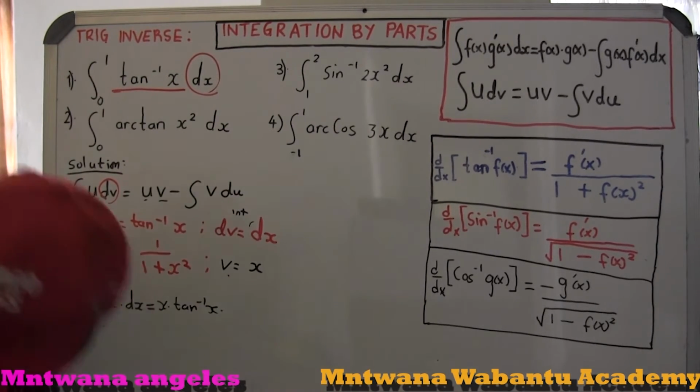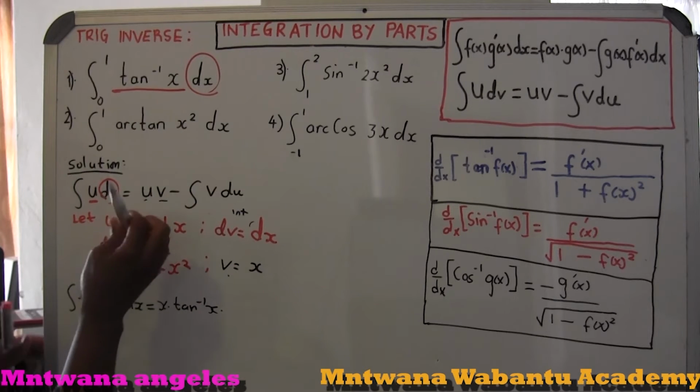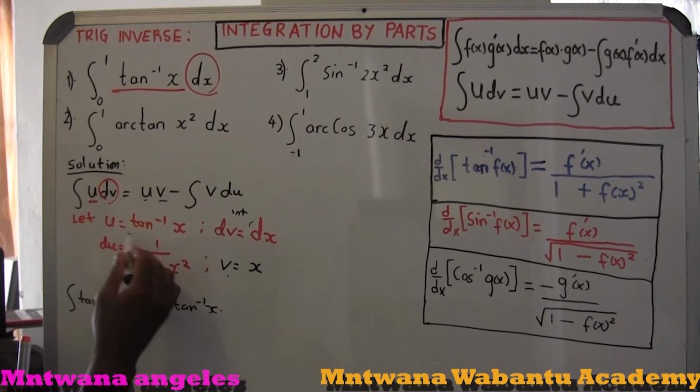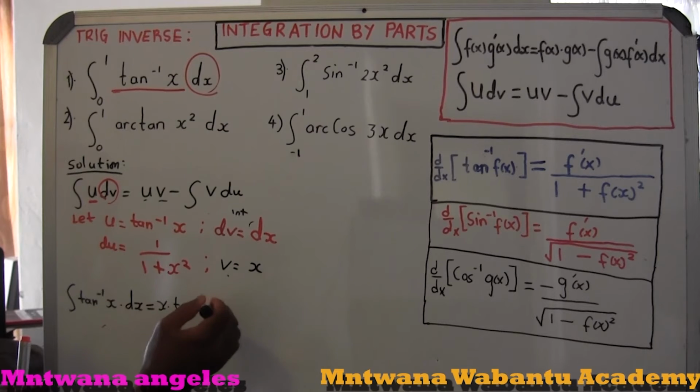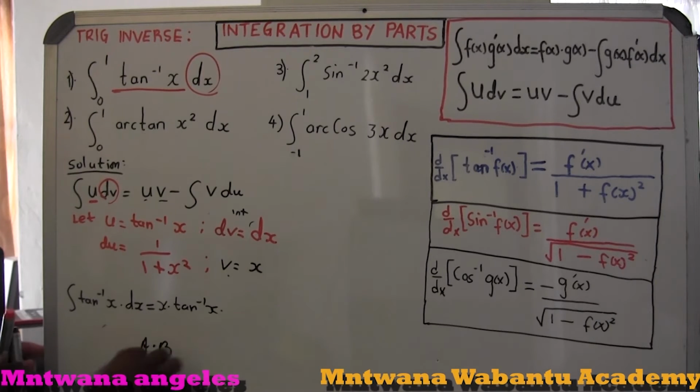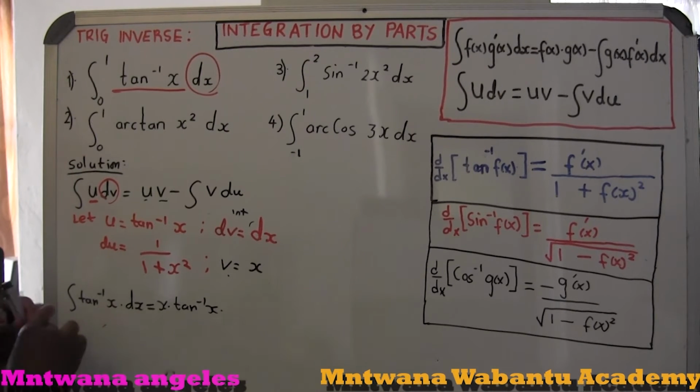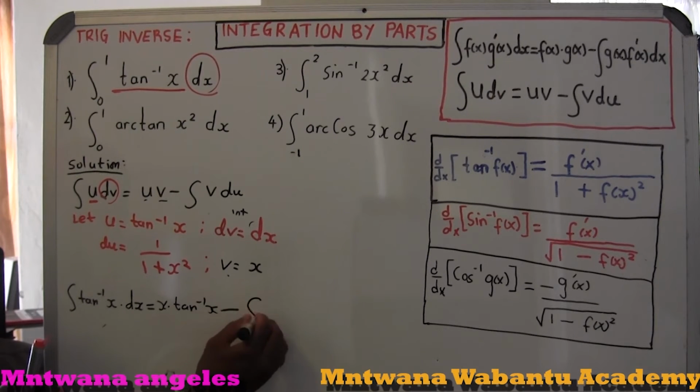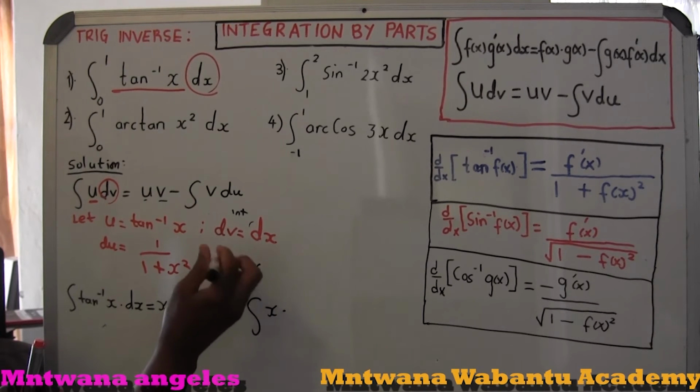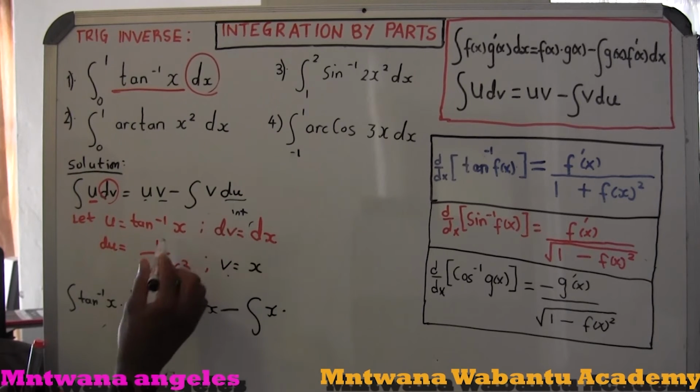So what is my u? My u equal to tan inverse of x, and then times v equal to x. But I'll put this x first, because a times b and b times a are the same thing. You know what I'm saying? So I'll just put it like that. Now we go, so now we say minus integral. What is v? Our v equal to x. Okay, now we go to du. What is du?